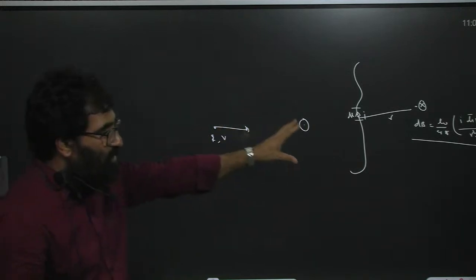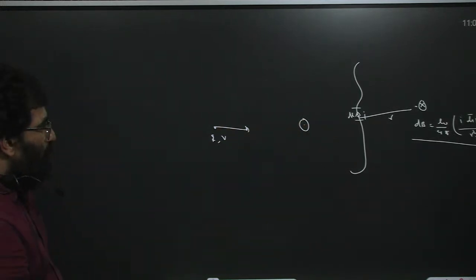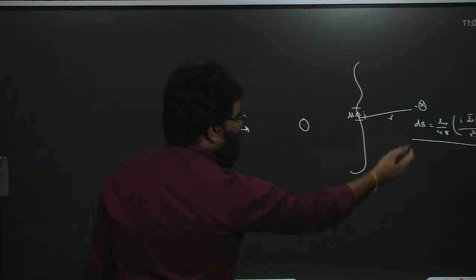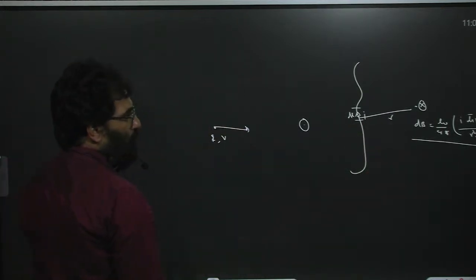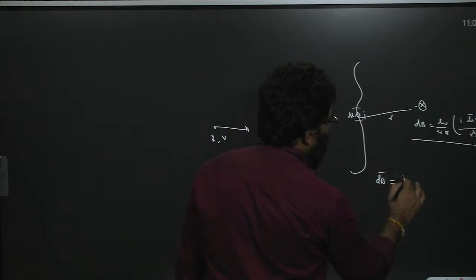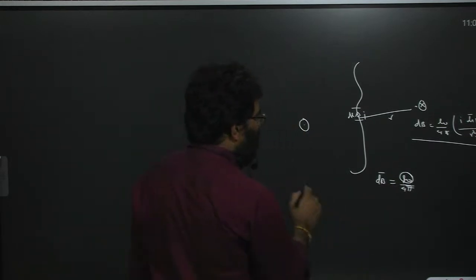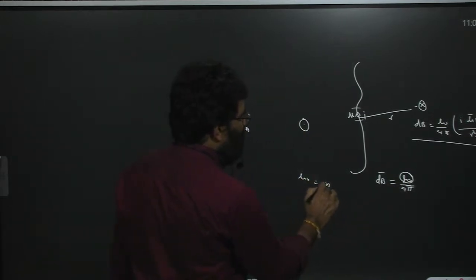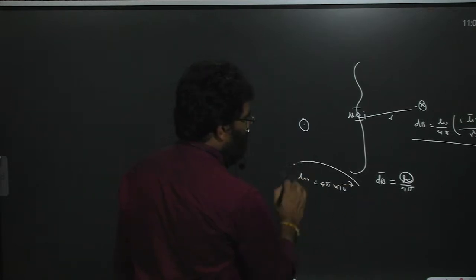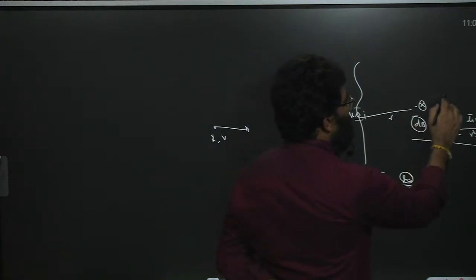With the help of the Biot-Savart law, we can find the magnetic field of any configuration. So the magnetic field due to a current-carrying wire is like this. Now, in pure vector form, dB bar is equal to mu naught by 4 pi, I dl bar cross r cap by r square. This mu naught is the permeability of free space. The value of mu naught is always 4 pi into 10 power minus 7 units. Magnetic field we represent in Tesla.